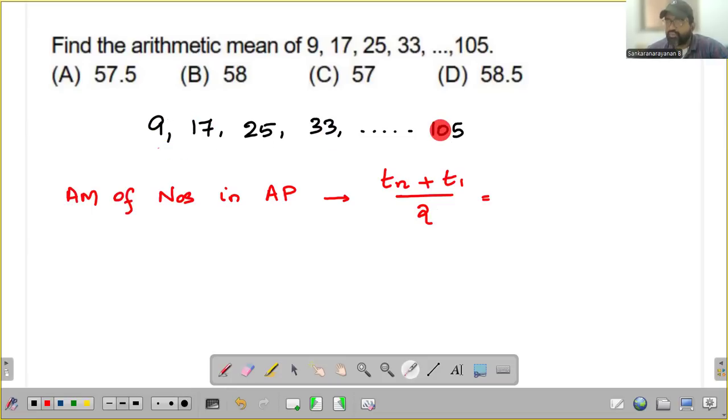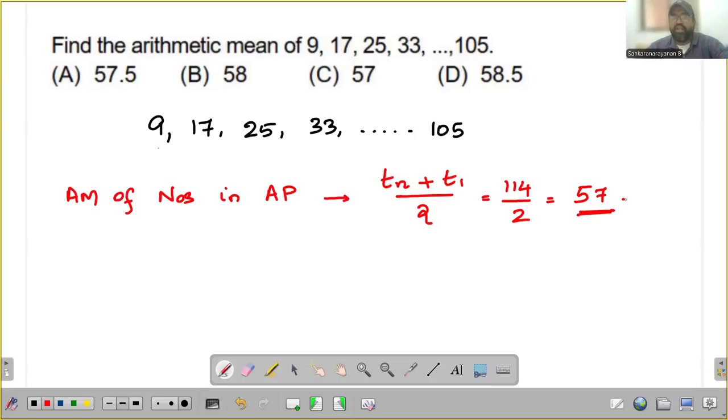So you have 105 here, 105 plus 9, that is equal to 114. So 114 divided by 2, when you do, you will get the result here as 57. Okay, so for this question, you need not find what is the total of 9, 17, 25, etc. Then talk about what is the number of terms. Nothing needed there.